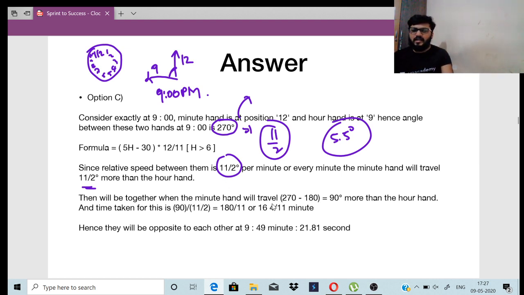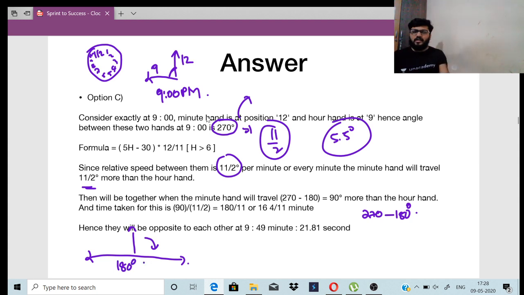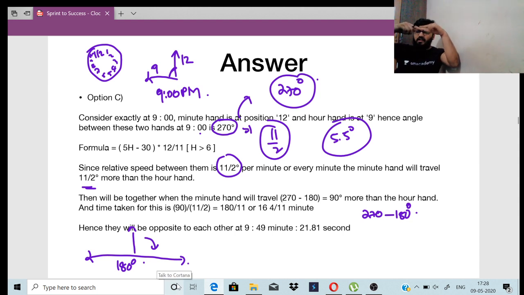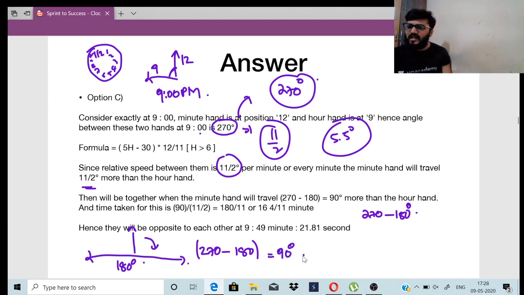They will be together when the minute hand will travel 270 minus 180 degrees. Tell me, what is 180 degrees? 180 degrees is a straight line. This is 9 o'clock. At 9:15 you will get a 180 degree angle. At 9 o'clock the angle is 270 degrees; at 9:15 the angle will be 180 degrees, a straight line. So minus both of them, 270 minus 180, you will get 90 degrees.